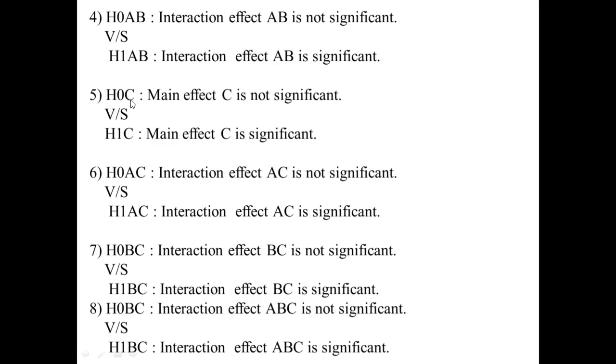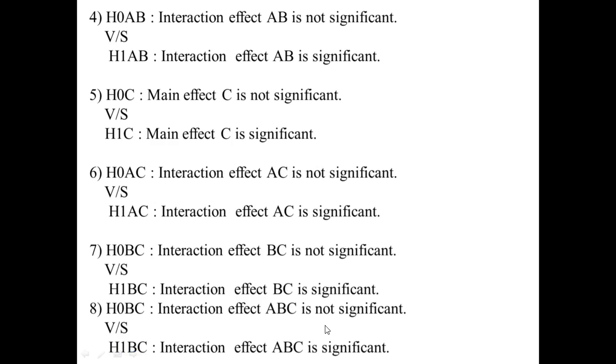Fifth hypothesis is H0C, main effect C is not significant versus H1C, main effect C is significant. Then H0AC, interaction effect AC is not significant versus H1AC, interaction effect AC is significant. Then H0BC, interaction effect BC is not significant versus H1BC, interaction effect BC is significant. And last hypothesis is H0ABC, interaction effect ABC is not significant versus H1ABC, interaction effect ABC is significant.